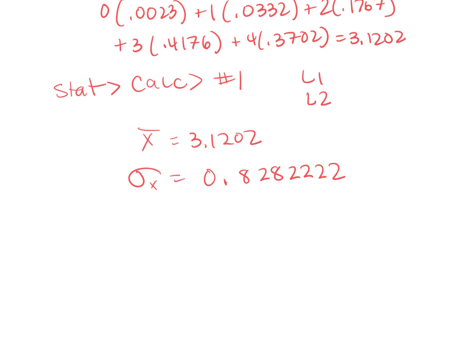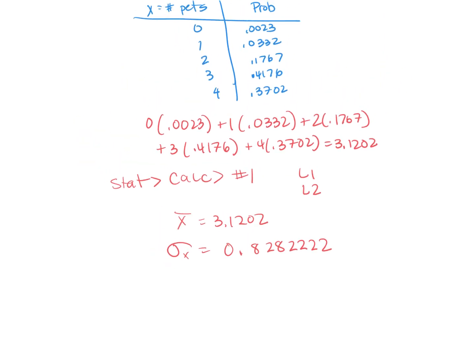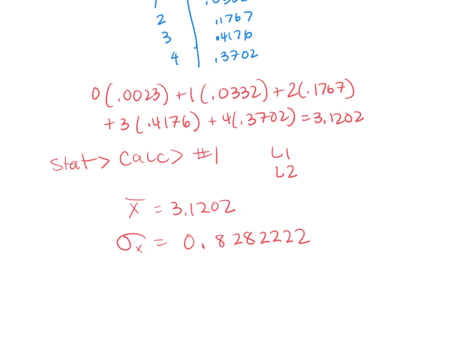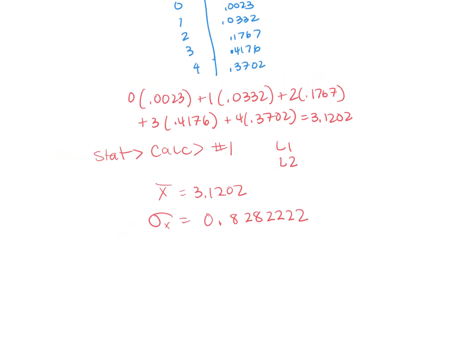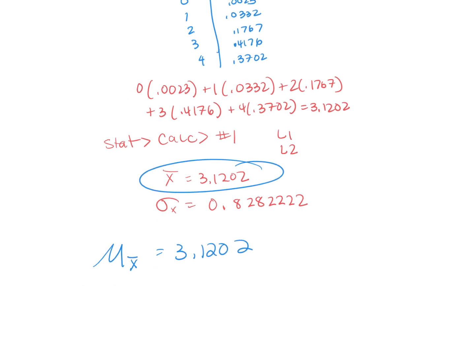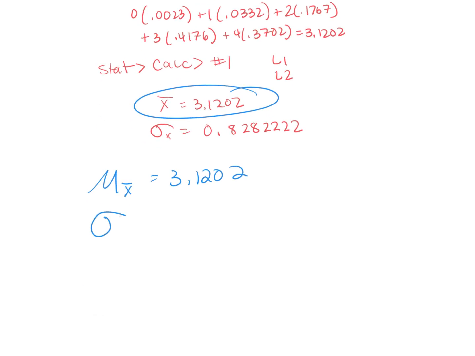What would be the mean for the sample means? Well, the mean for the sample means would be the same as our other mean. So this would be the mean for the sample mean. So the mean of the x bars is 3.1202.